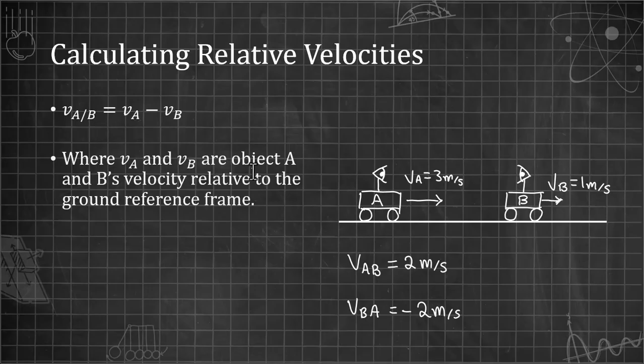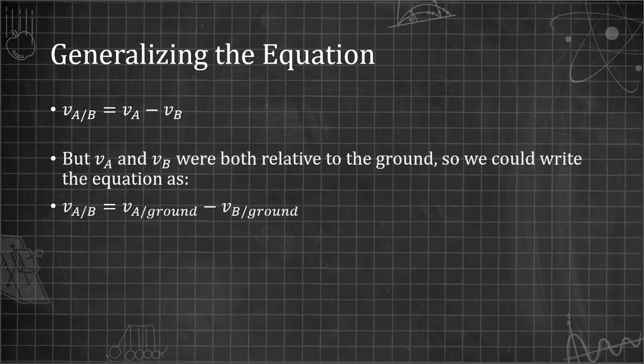But we want to generalize this to make it a little bit more universal. So if we go here, we can see this is the same equation, but when we took object A and object B's velocity, those were both relative to the ground. So we could technically write them as VA relative to the ground and VB relative to the ground. I haven't really changed anything here. We're just defining what we took those objects' velocities relative to.